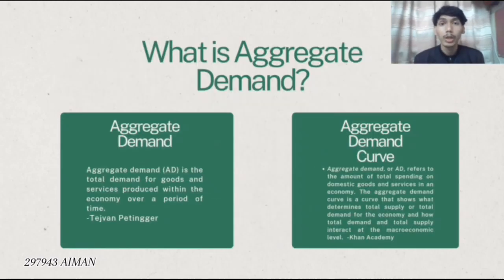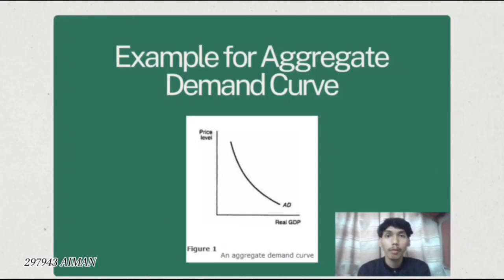So the first thing here, what is aggregate demand? Aggregate demand is the quantity demanded of all goods and services, or real gross domestic product, at different price levels. The aggregate demand curve shows the quantity demanded of all goods and services at different price levels. According to Academy, the aggregate demand curve shows what determines total supply or total demand for the economy and how the total supply and demand interact at the macroeconomic level. So here is an example of an aggregate demand curve.